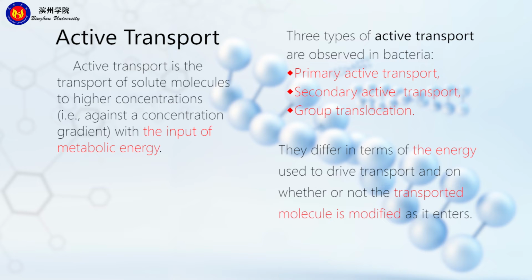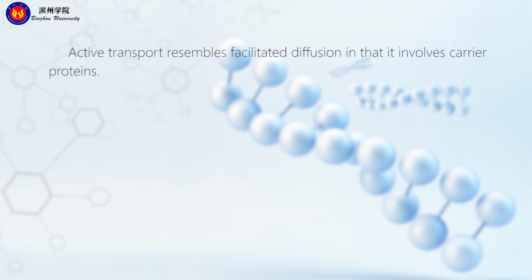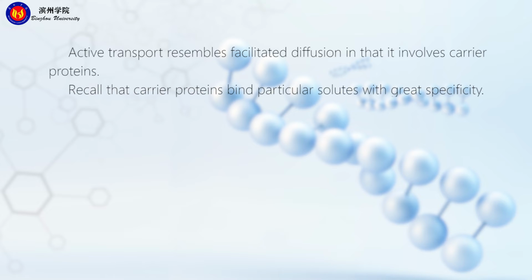These 3 different transport mechanisms differ in terms of the energy used to drive transport and on whether or not the transported molecule is modified as it enters. Active transport resembles facilitated diffusion in that it involves carrier proteins. Recall that carrier proteins bind particular solutes with great specificity.